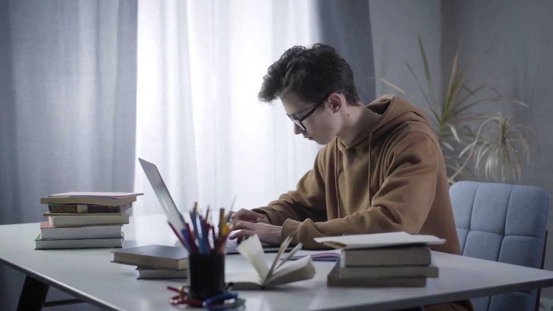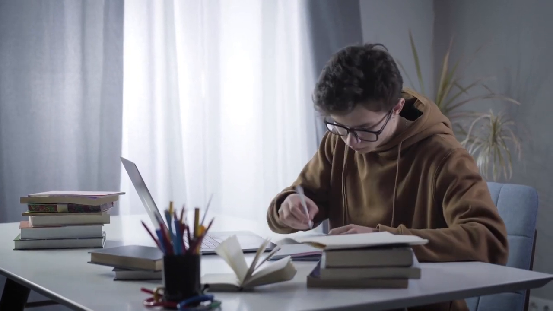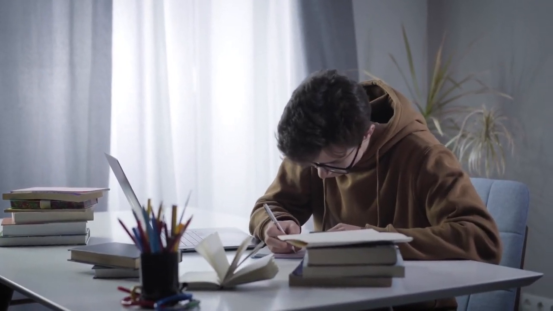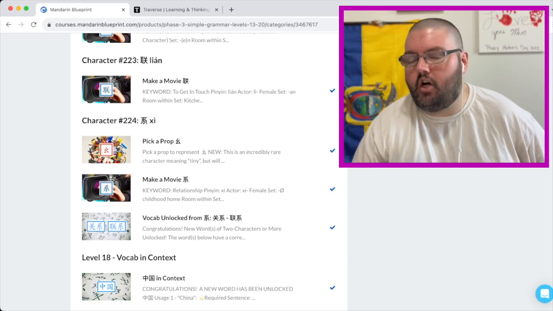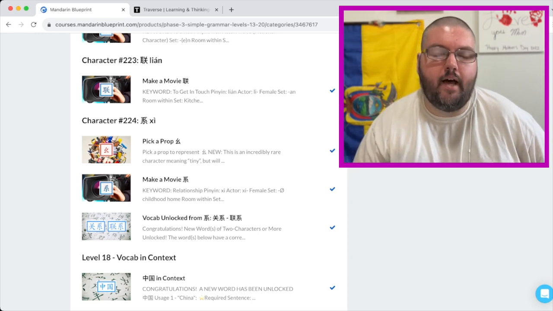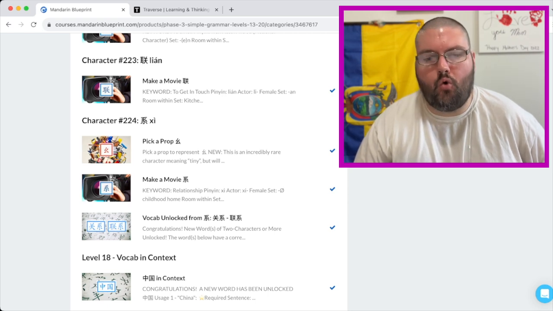So after using Mandarin Blueprint for over a couple of months, would I recommend it? I absolutely would. It can be a little costly. I'm actually having issues with that myself currently. It is very costly. However, once you see the amount of effort put into the course and everything, it's really, really good. It's very thought out.